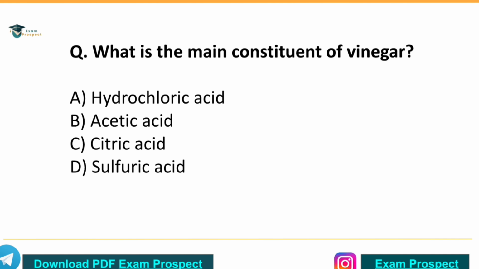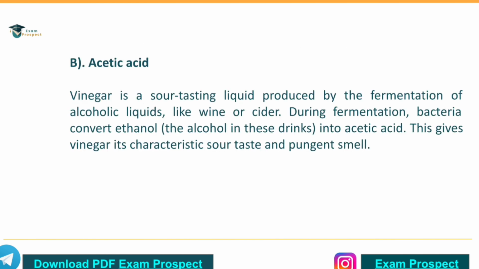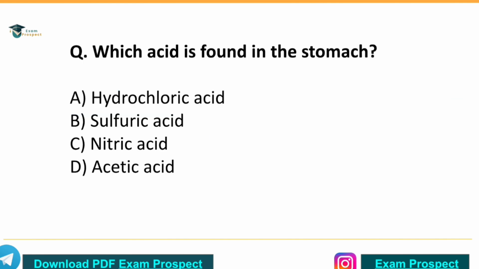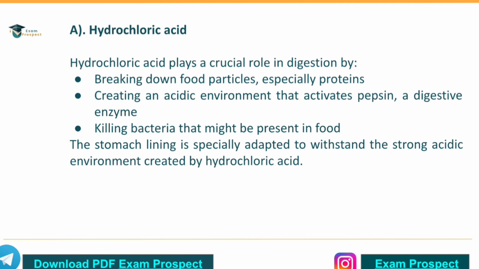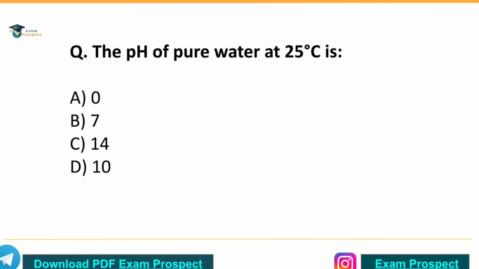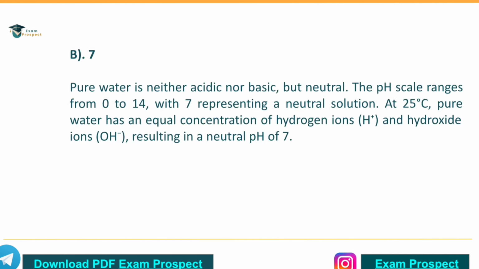Next question, what is the main constituent of vinegar? The correct answer is option B, acetic acid. Next question, which acid is found in the stomach? And the correct answer is option A, hydrochloric acid. Next question, the pH of pure water at 25 degrees Celsius is? The correct answer is option B, 7.